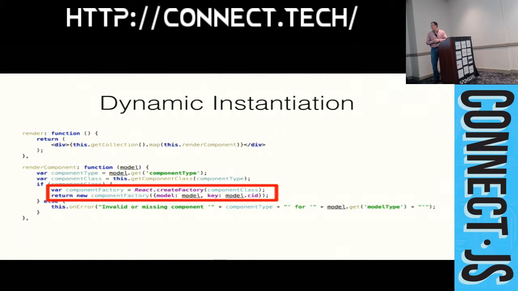So, accessing the collection data. I just hit on that, did I not? Oh, yeah. this.getCollection basically gives you your Backbone collection, and then you process and work with that. In this case, we're processing each item in the collection. We're calling this.renderComponent, and so we're dynamically using the createFactory method and setting up the props and then creating a new component on the fly.